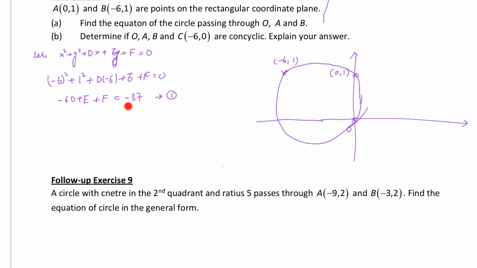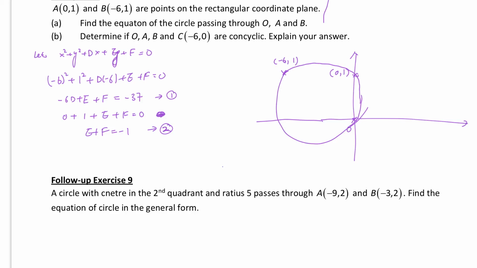You can see we have one equation, 3 unknowns. Then what can we do? Maybe you can substitute another point to the circle. I know 0 plus 1 plus E plus F is equal to 0. Simplify it. This is equation 2. You can see we have two equations. The last equation we can get by substituting 0, 0 into the equation.